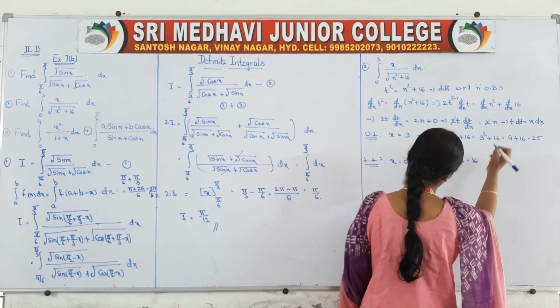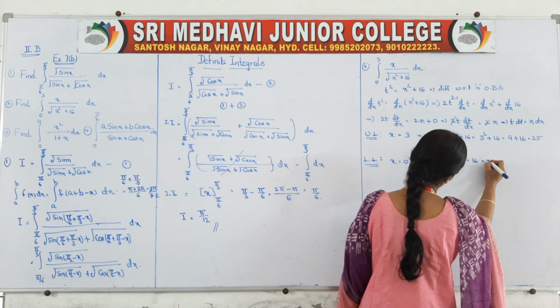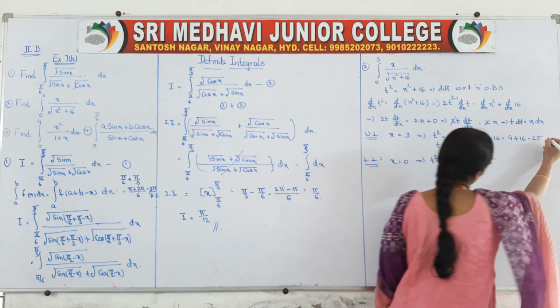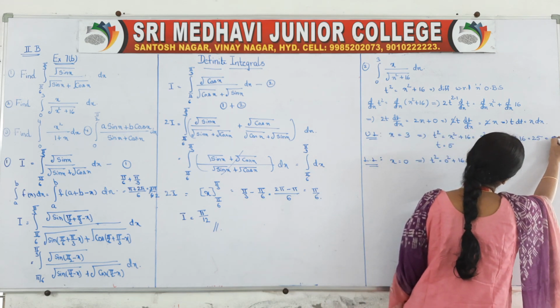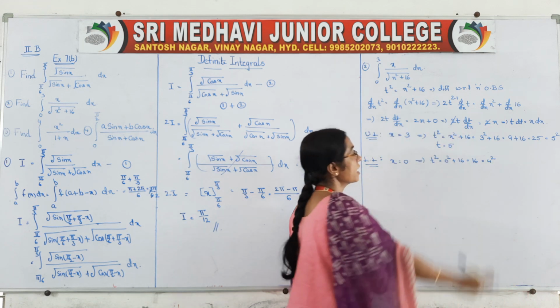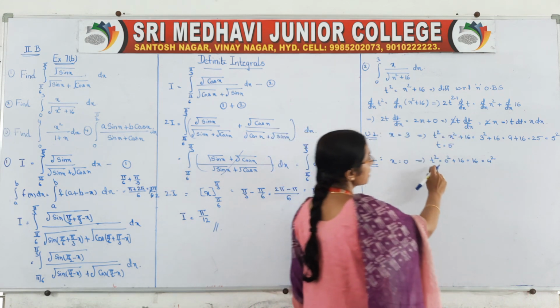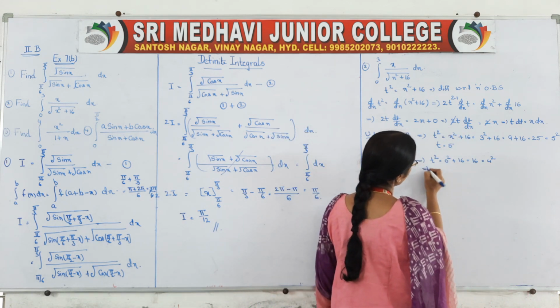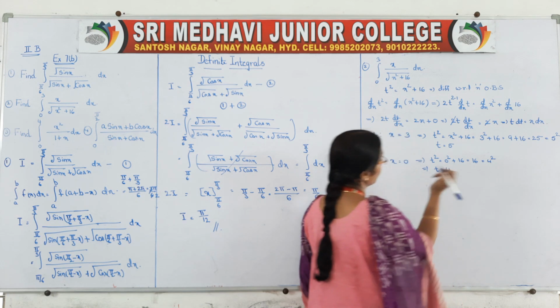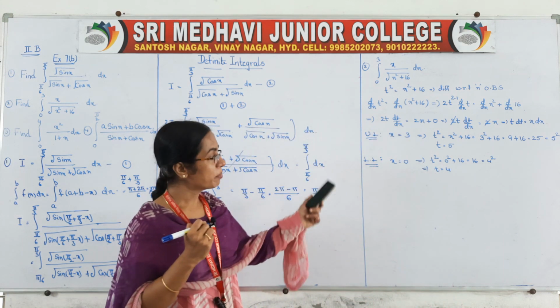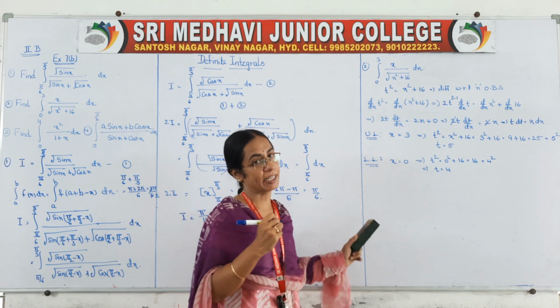So how can we write this value as 4 square? Here also we can write 25 as 5 square. Therefore your t is equal to 5. Here t square is equal to 4 square. Therefore your t is equal to 4. Now your limits are also in terms of t.